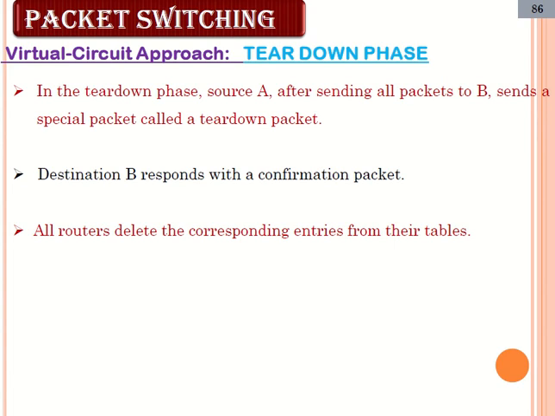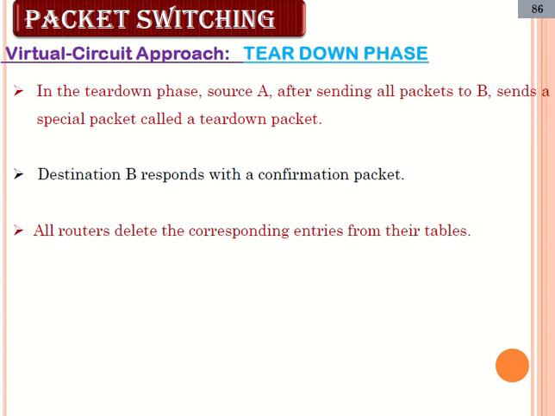In the tear down phase, source A, after sending all the packets to B, sends a special packet called a tear down packet. The source sends this packet to indicate to the destination that the data it wanted to transfer has been sent, and now it is time to disconnect. This packet or frame is called the tear down packet.